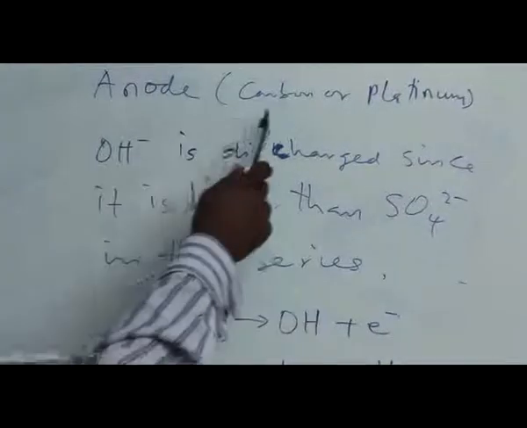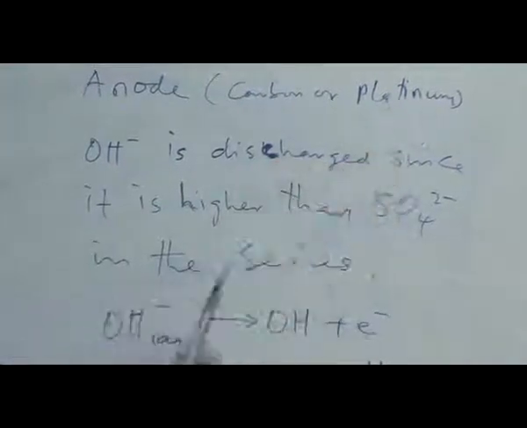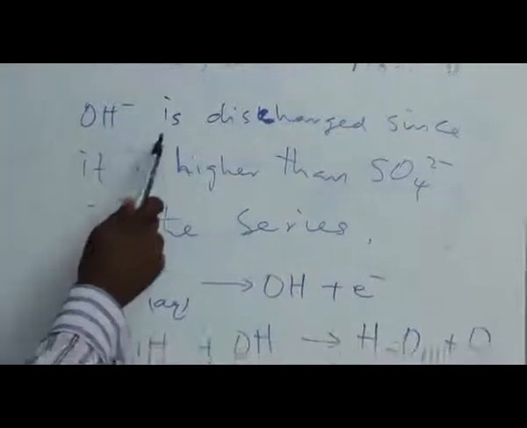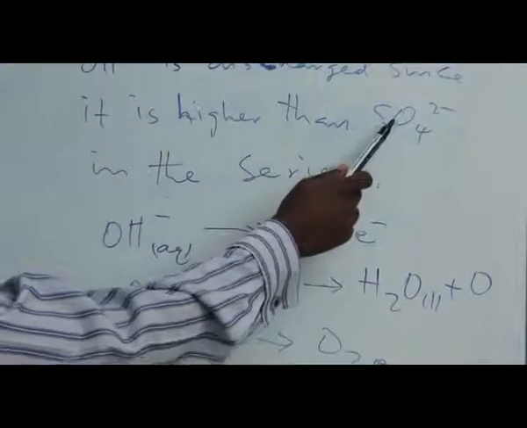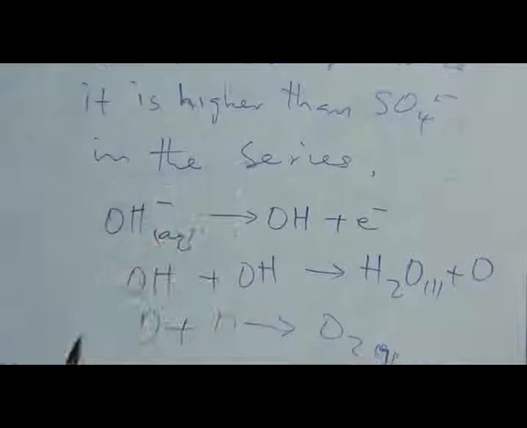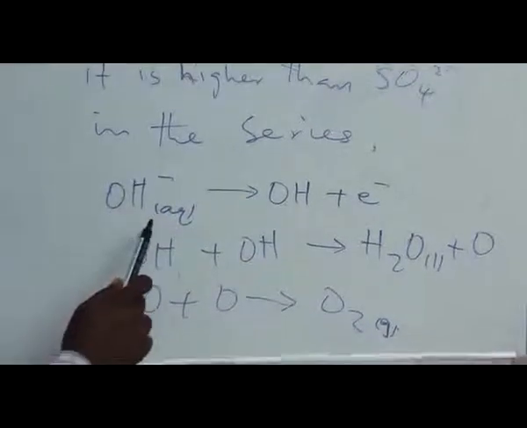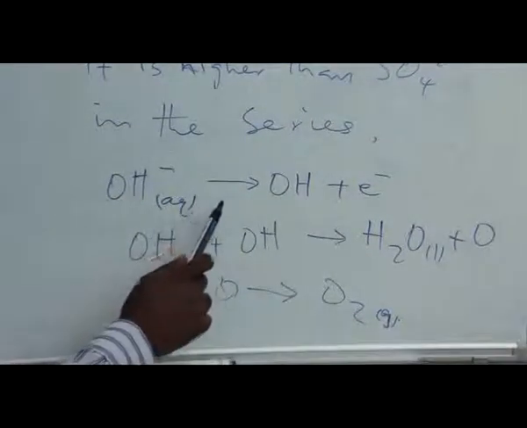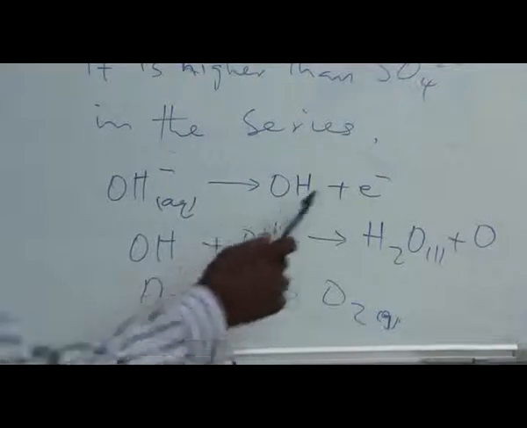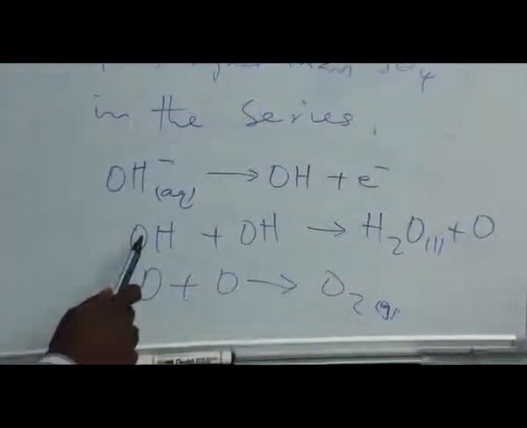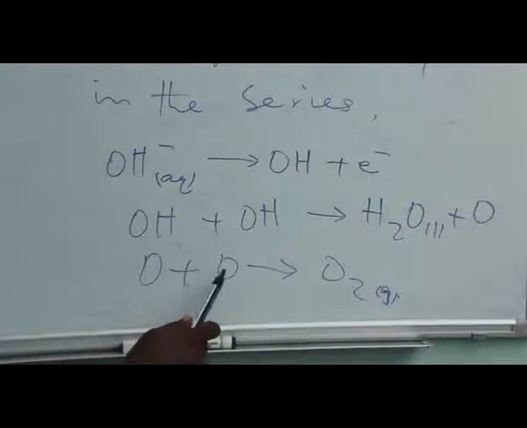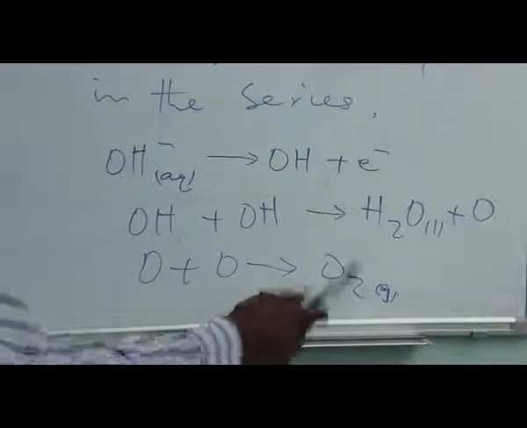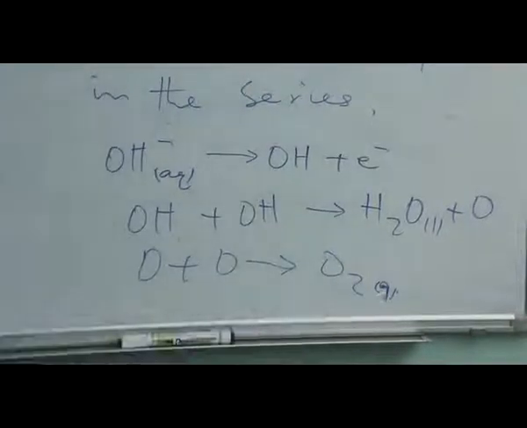At the anode, which is made of carbon or platinum rod, hydroxide ion is discharged since it is higher than tetraoxosulfate(VI) ion in the series. Hydroxide ion in aqueous state goes to hydroxide plus an electron. So OH plus OH will give water plus O. Then O will also combine with O, which is oxygen, to give us oxygen molecule. That is a gas.